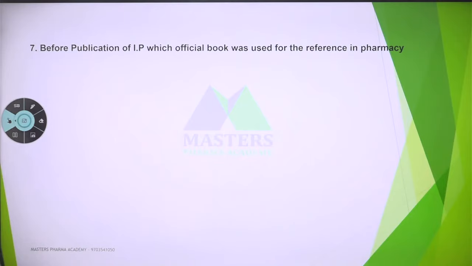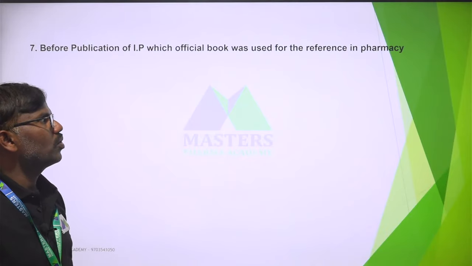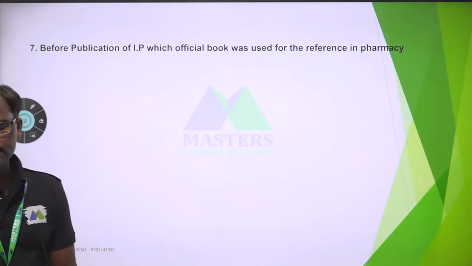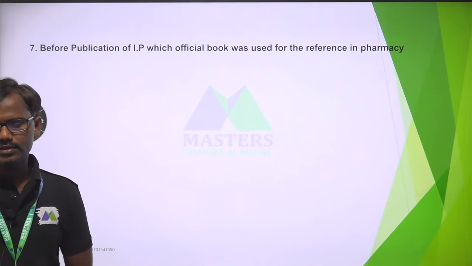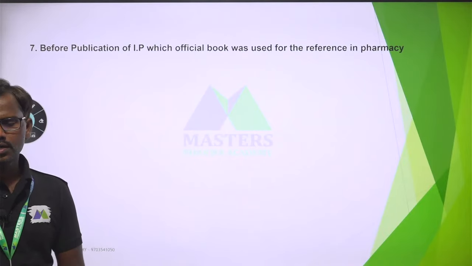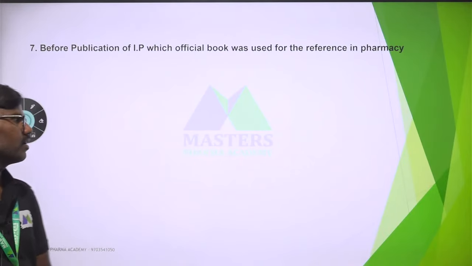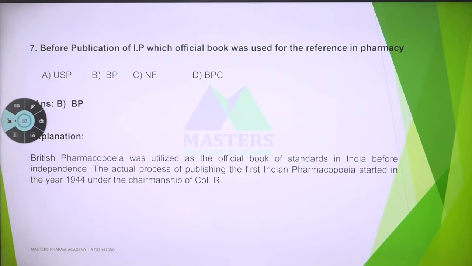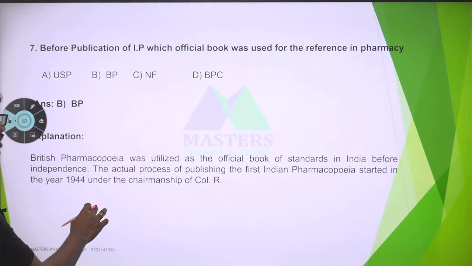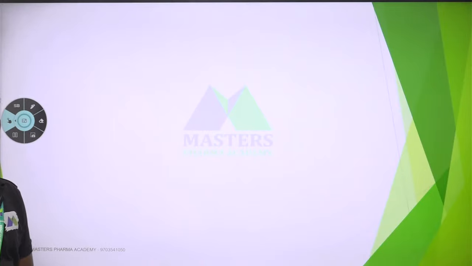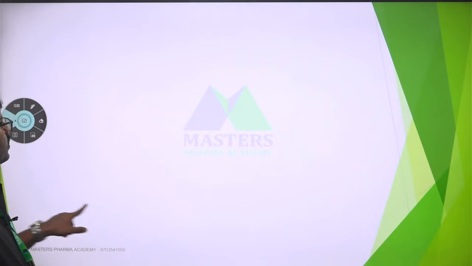Right. Before the publication of IP, which official book was used as the reference for pharmacy? Any answer? Right. Because we were ruled by the British, before our IP they used BP, the British Pharmacopoeia. Already we discussed this, in 1944, before starting the Indian Pharmacopoeia.